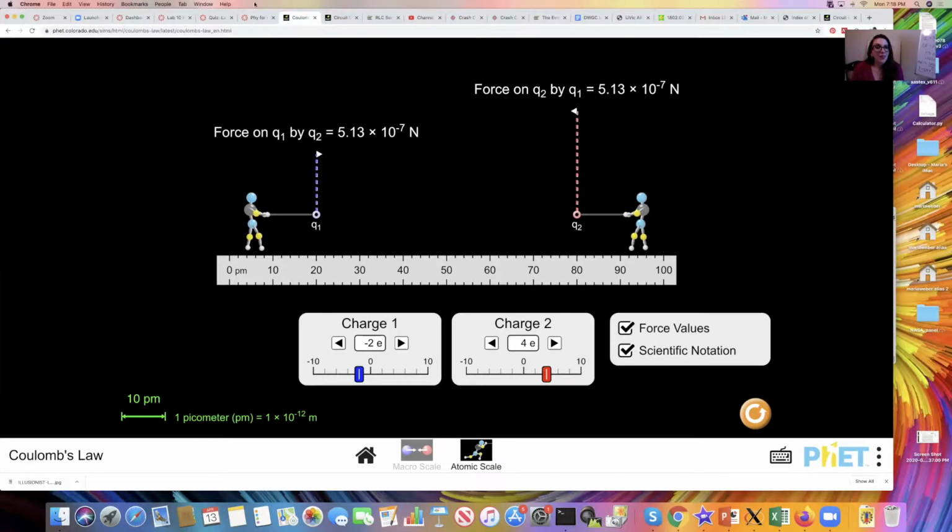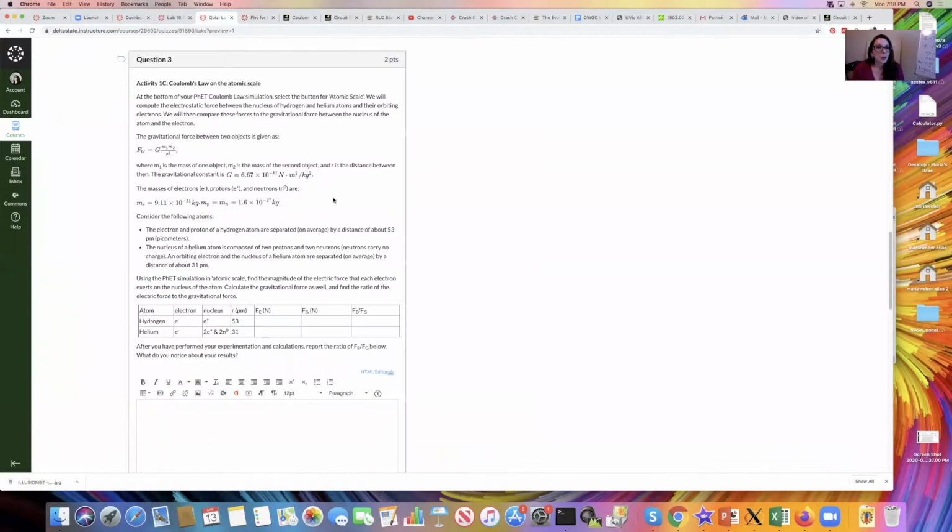And so what I'm asking you to do is to calculate or use the PhET lab to at least find the electrostatic force between the electron and the nucleus of a hydrogen atom, and do the same thing for a helium atom. And that's what you're going to put in these columns here for the electrostatic force between the electron and the nucleus of the hydrogen or the helium atom.